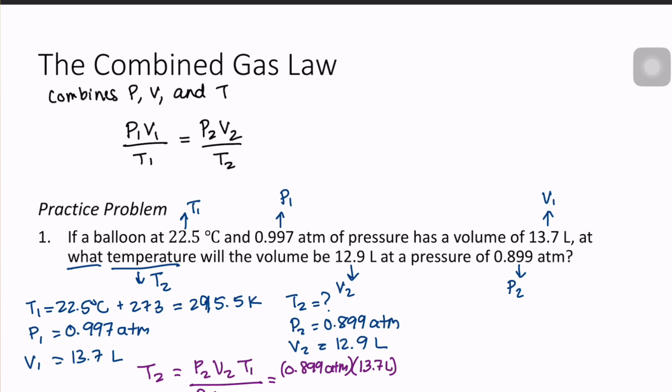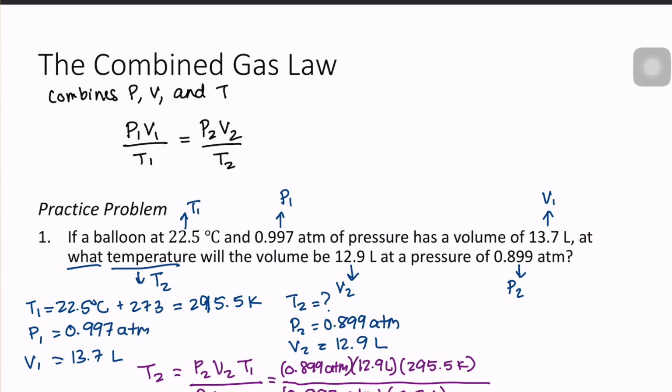And my T1 is 295.5 Kelvin. I'm going to divide that by my P1, which is 0.997 atmospheres, times my V1, which is 13.7 liters. And hopefully you all noticed that I accidentally put my V1 for my V2. So we can just change that. It should be 12.9 liters.